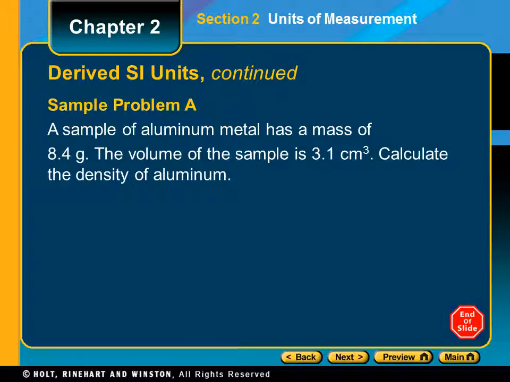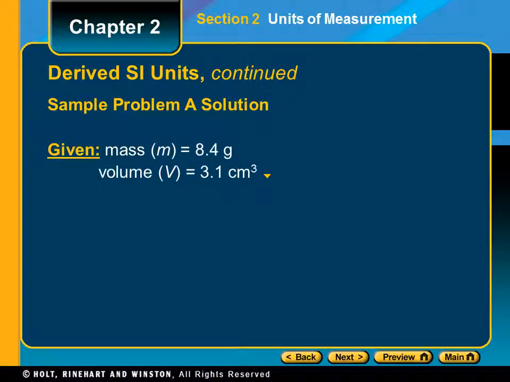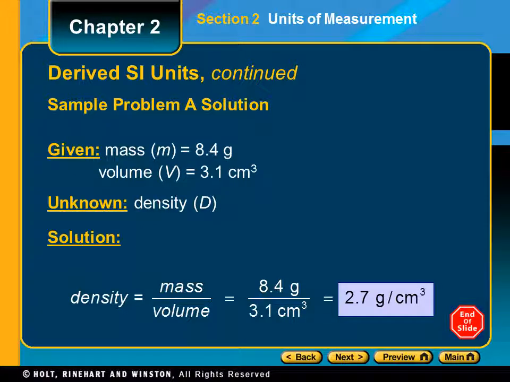So let's look at our first sample problem. A sample of aluminum metal has a mass of 8.4 grams. The volume of the sample is 3.1 centimeters cubed or cubic centimeters. Calculate the density. So what this looks like, you should write out what you're given. You're given a mass and you're given a volume. Your unknown, what you're trying to find in this case, is density. Write out your formula, plug it in, and do the math. Make sure you keep track of your units. And you get 2.7 grams per cubic centimeter, which is your density.